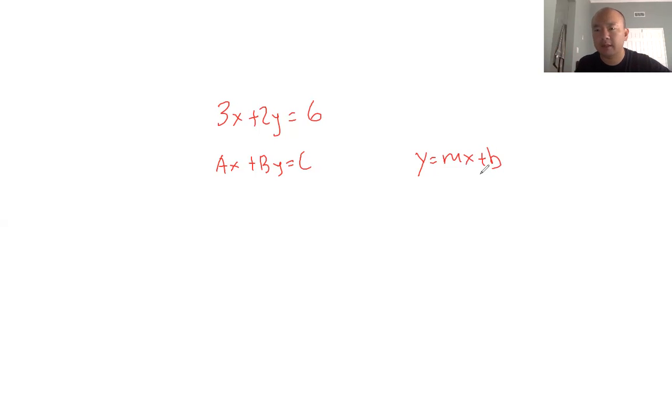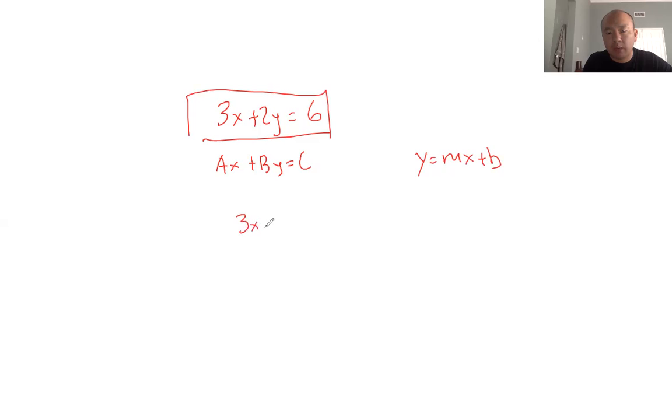That was a lesson from last week. B is the y-intercept. Where does the line hit the y-axis? Okay, so let's go from here. We have 3x plus 2y equals 6. Okay, so now what do we do?